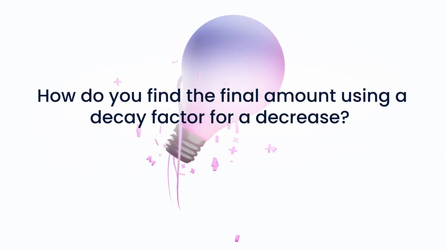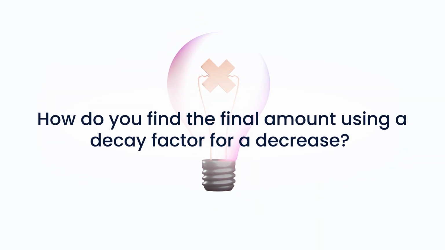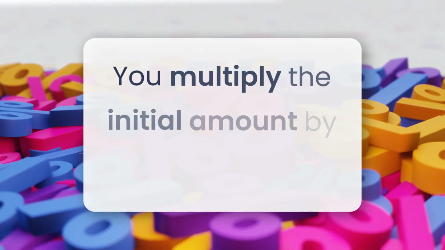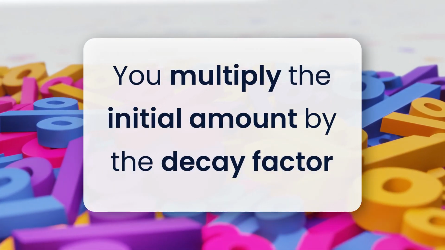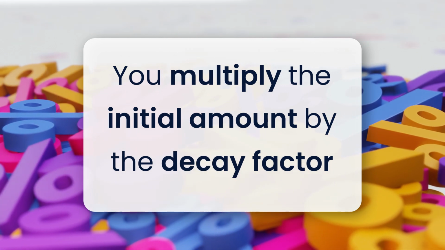How do you find the final amount using a decay factor for a decrease? You multiply the initial amount by the decay factor. Let's take a closer look through an example.